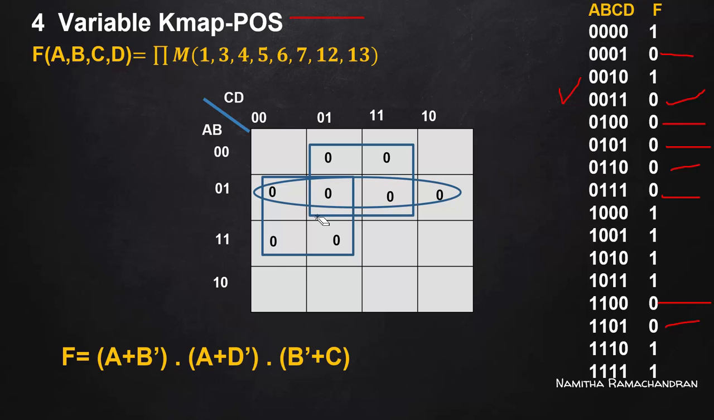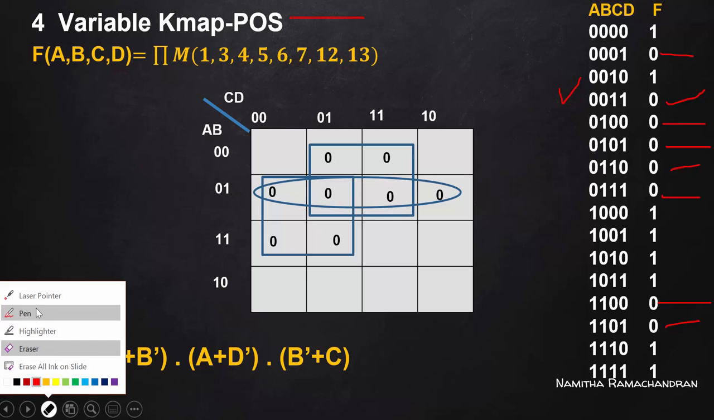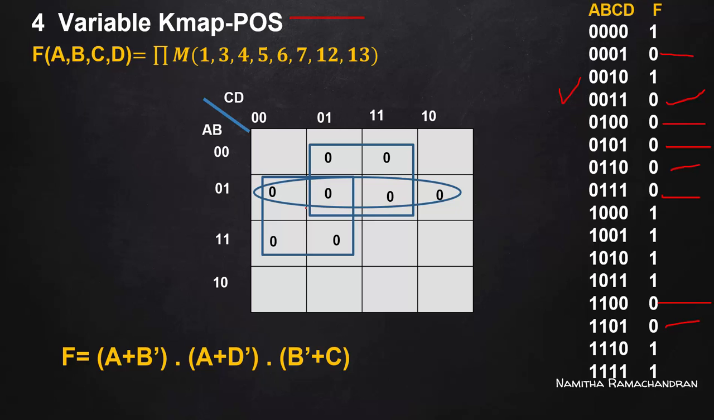For the first group, this particular horizontal group, A and B are common. A with value 0 and B with value 1 is common for all these 4 rows in this horizontal group. So in POS form, if the value is 0, we use the original form. If the value is 1, we use the complemented form and combine these two using logical OR operation like this: A plus B complement. This is the first max term corresponding to this group.